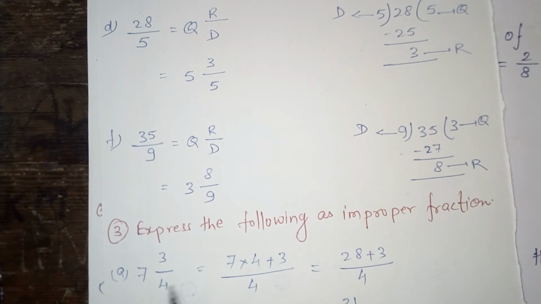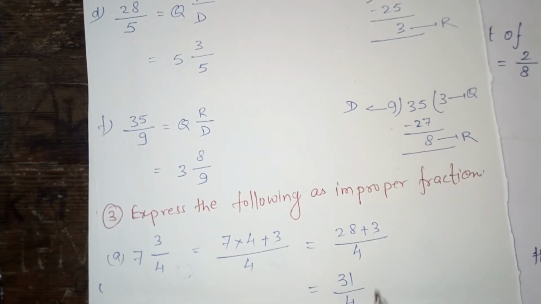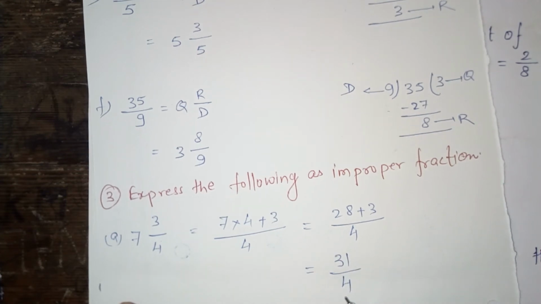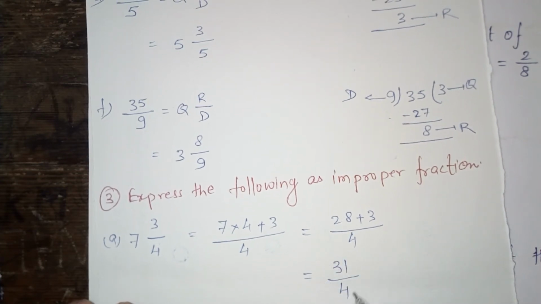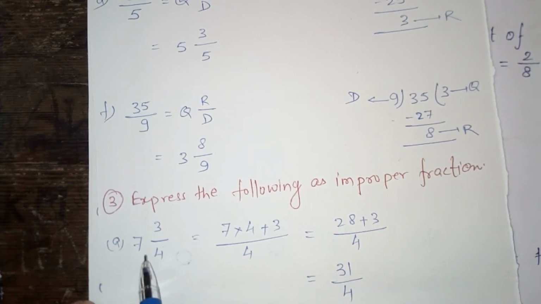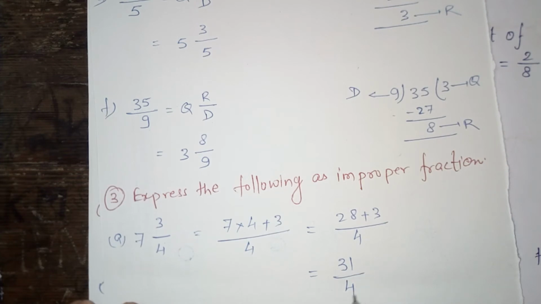How? Look here. In this question, 7 multiplied by 4 plus 3, upon 4. 7 4s are 28 plus 3 upon 4. 28 plus 3 is 31, so 31 upon 4. So 31 upon 4 is the required answer. As you are looking, 7 3 upon 4 is a mixed fraction, and the mixed fraction is converted to an improper fraction. This is the required answer of the given question.